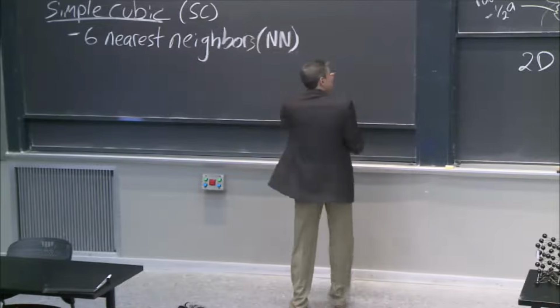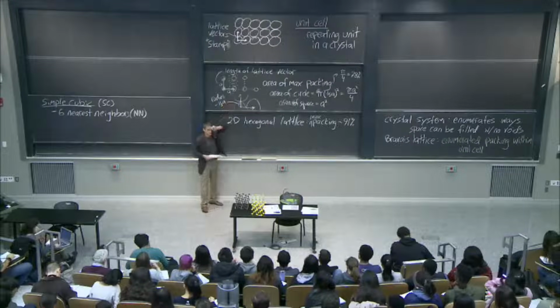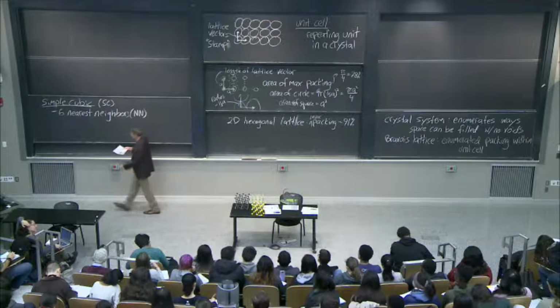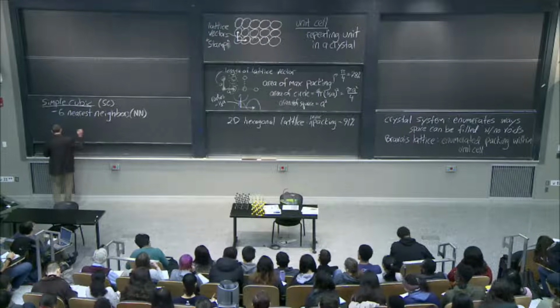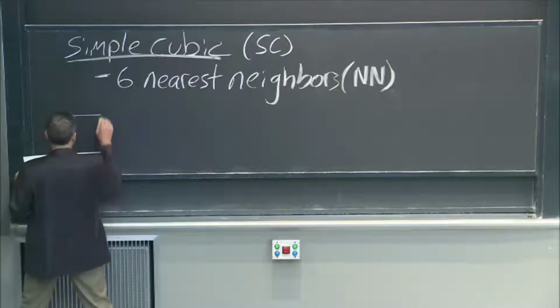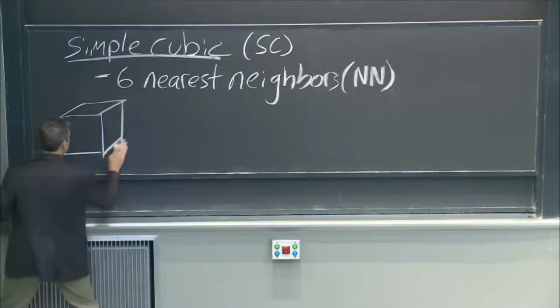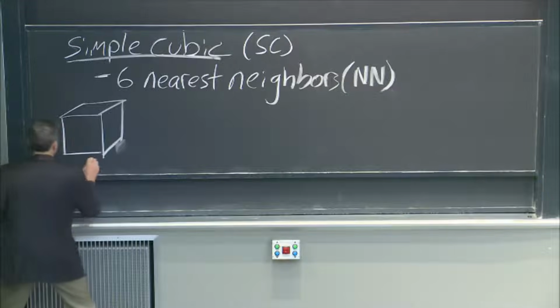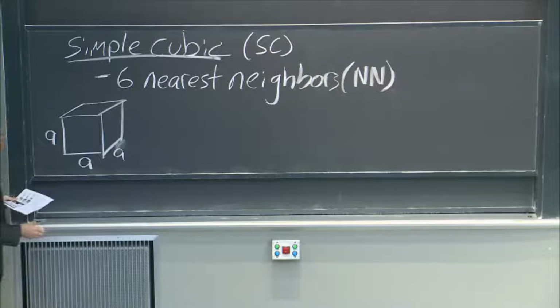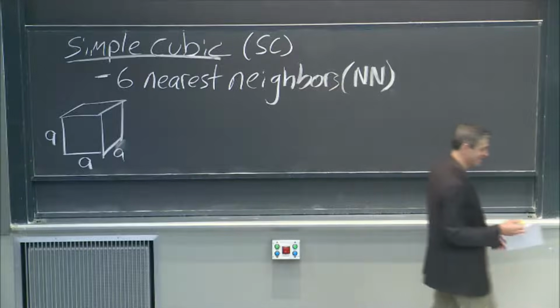But I have to do the same trick I did here. I have to write the radius of the atom in terms of the unit cell. So if the unit cell, oh boy, I'm going to be drawing a 3D structure. Danger. A. It's a cube. All the sides are A.